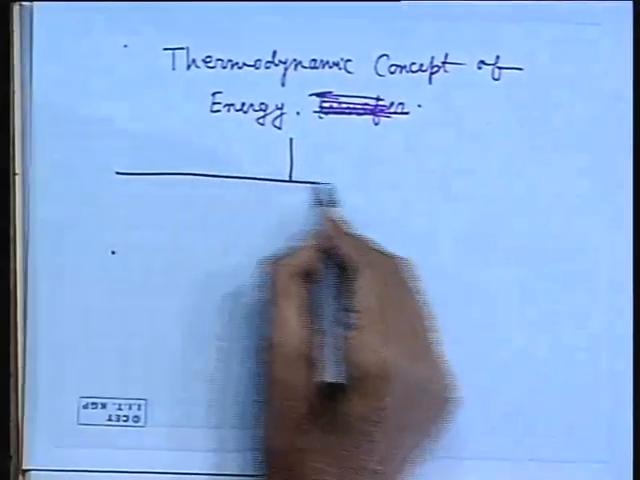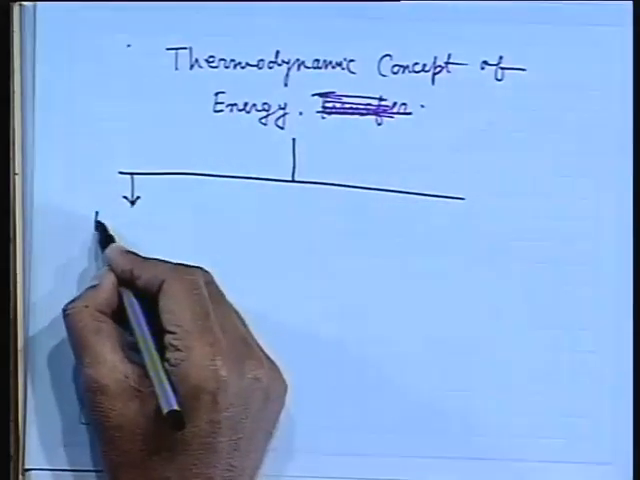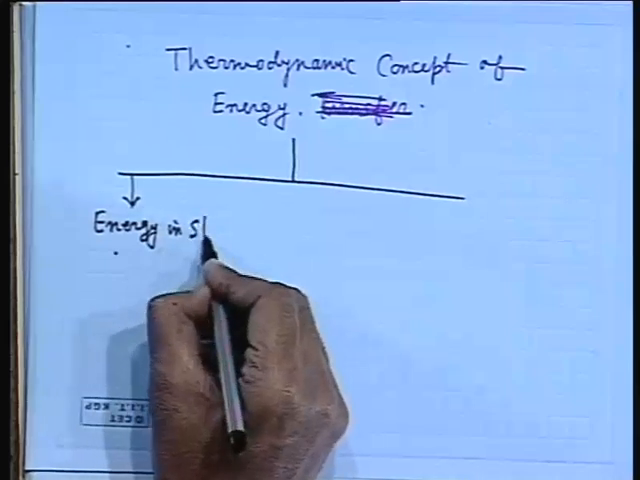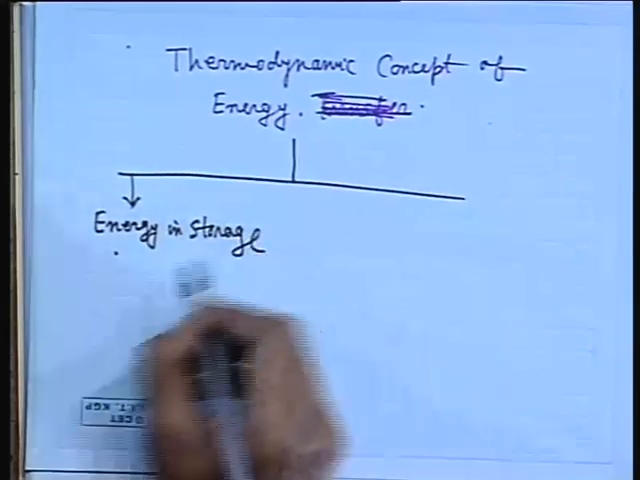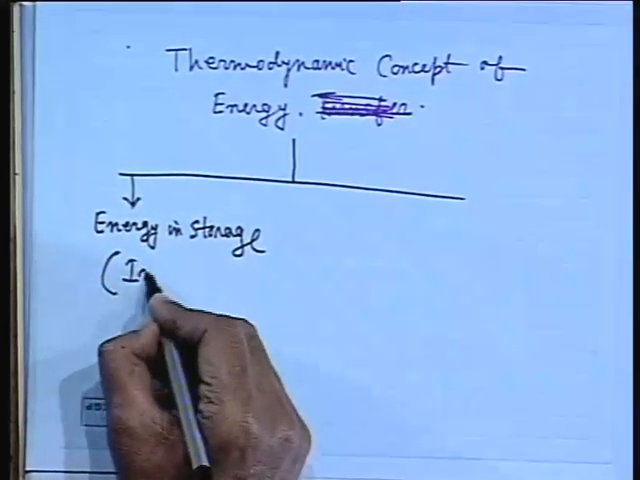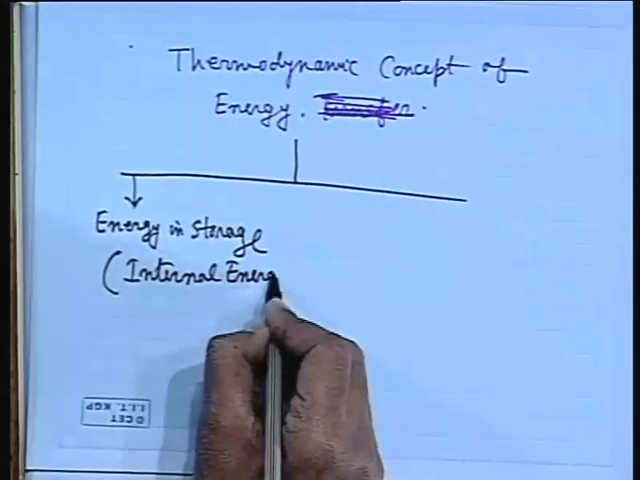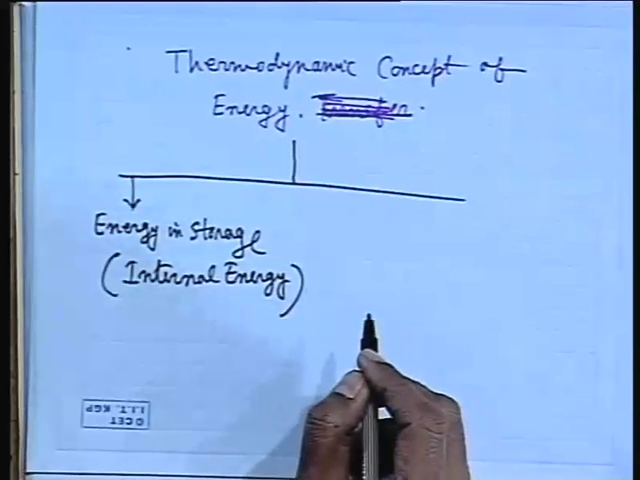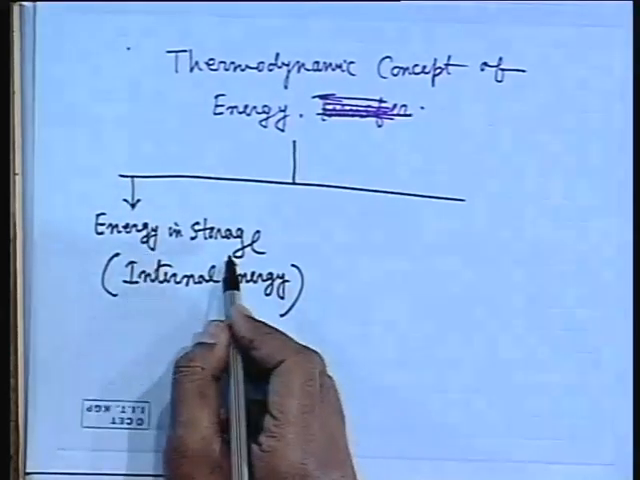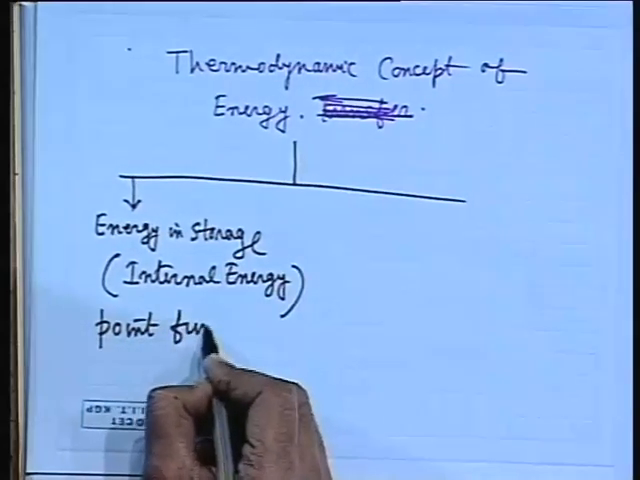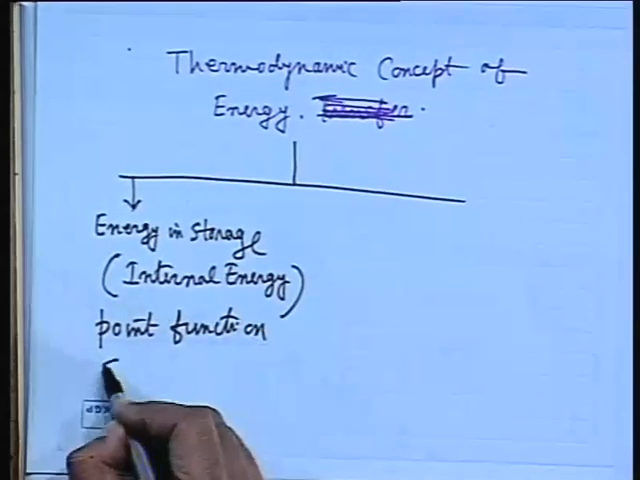So now I can write the thermodynamic concept of energy. One is energy in storage, which is known as internal energy in general. Very important, what I am telling: though colloquially by internal energy we mean intermolecular energy by virtue of temperature, here it is not that; it is all forms of energy stored internally within the system. So this is a point function, because I know that internal energy is a property, a state variable.